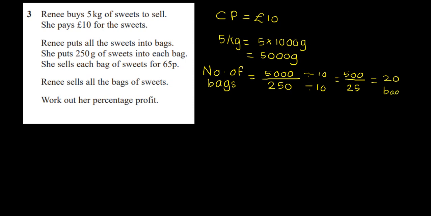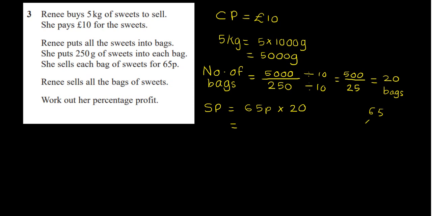Alright, let's go back to the question now. She sells each bag for 65p. Let's stop over there. So her total selling price would be 65p times 20. I can just do a quick multiplication here to work it out.